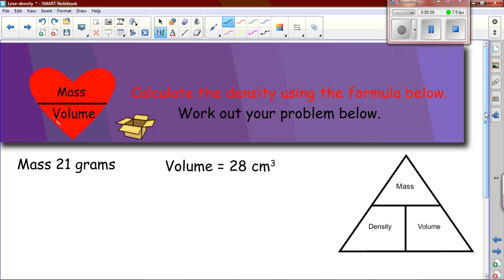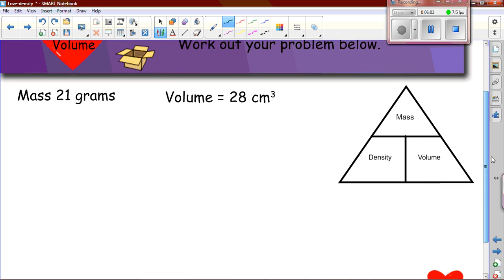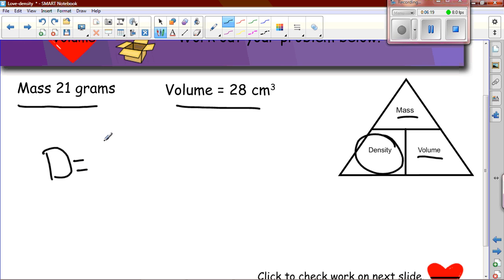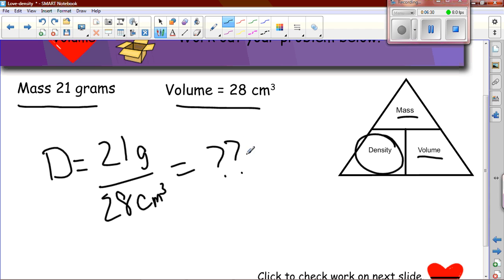All right, calculate the density for this box, given that the mass is 21 grams, the volume would be 28 centimeters cubed. Here again, density would equal mass divided by volume. I want you guys to figure this one out, solve it, bring it to me in class. I know you watched the video. So we've got 21 grams divided by 28 centimeters cubed. And you tell me, what does that equal? We'll be looking for that.